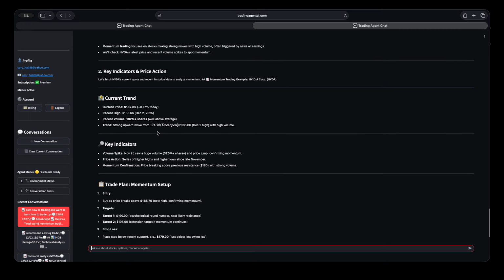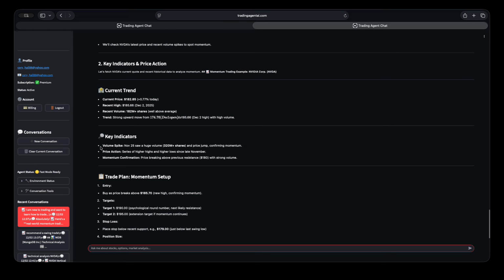And so the current trend for NVIDIA is the current price is 182.85. Recent high is 185.66, which was yesterday. Recent volume is 182 million, which is well above the average. Trend is a strong upward move from 174 on the December 1st open to 185, which is yesterday's high, with high volume.